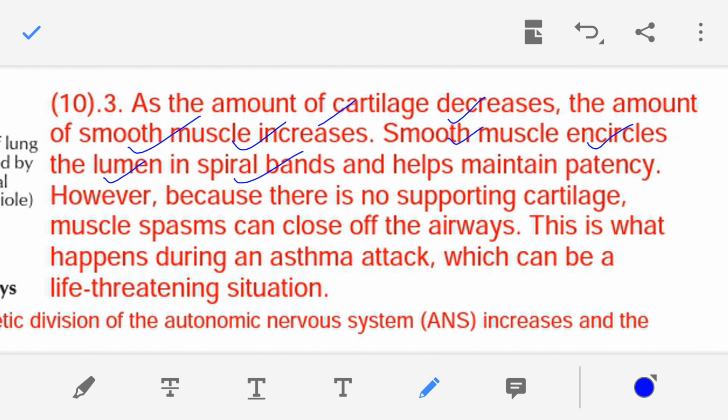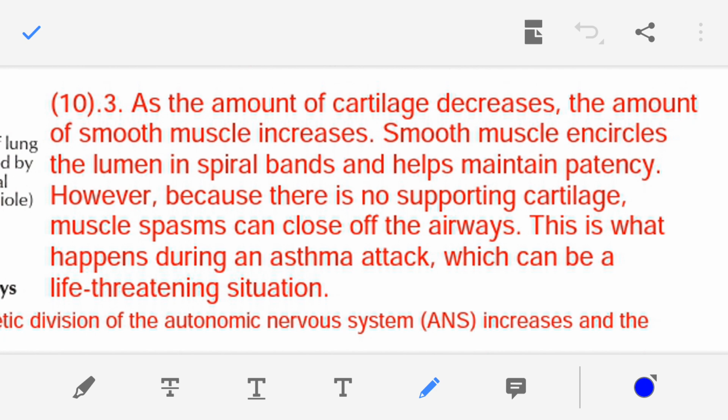And this smooth muscle is helping to maintain the patency, meaning they are keeping the respiratory tract open for this bronchiole. We know the final bronchiole, the respiratory bronchiole, is very tiny, microscopic, and because they are supplying the oxygen to the alveoli, and from the alveoli the CO2 is going to enter the respiratory bronchiole, it is very important to keep them open. And this smooth muscle is keeping them open.